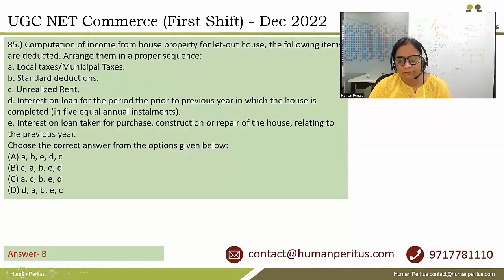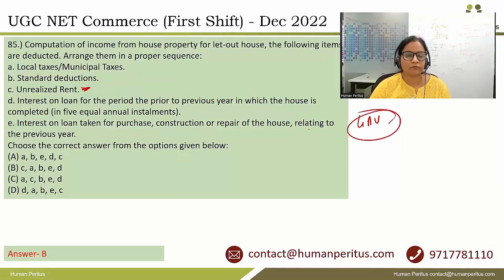Okay. Computation of income from house property for a let out house, the following items are deducted. If we have to calculate GAV, certainly the first deduction has to be with respect to unrealized rent. In order to find out gross annual value, two values have to be taken: first, my reasonable expected rent, and another one, rent actually received. From rent actually received, we have to deduct unrealized rent. Thereafter we take the higher of these two values to obtain the value of GAV.